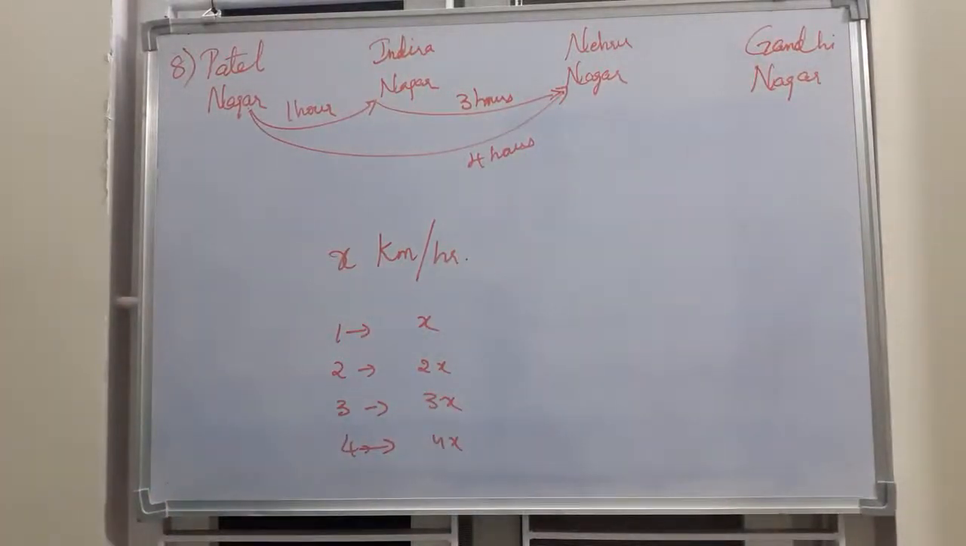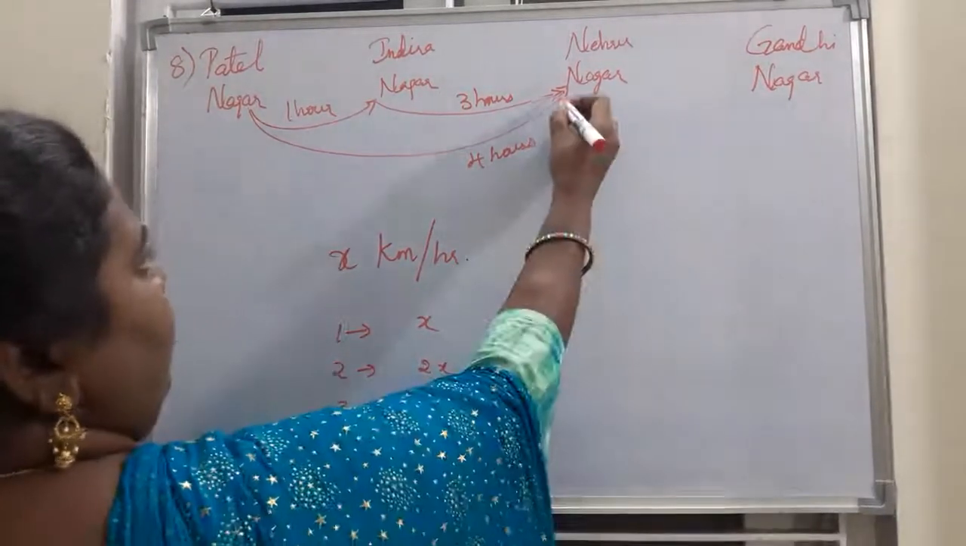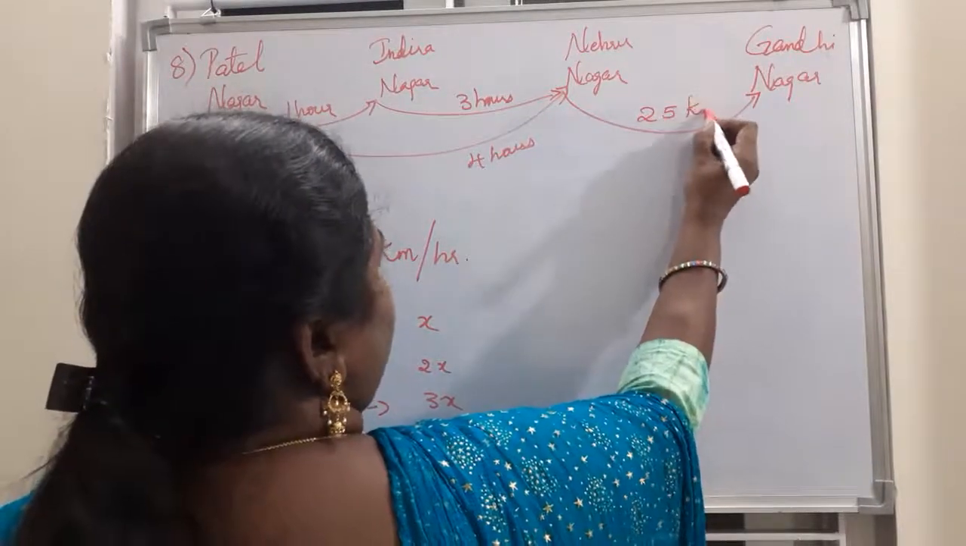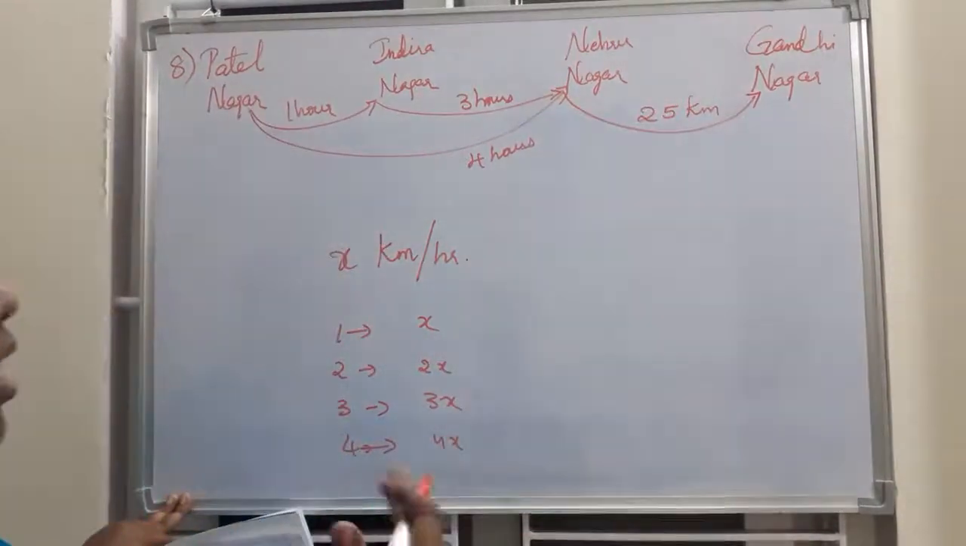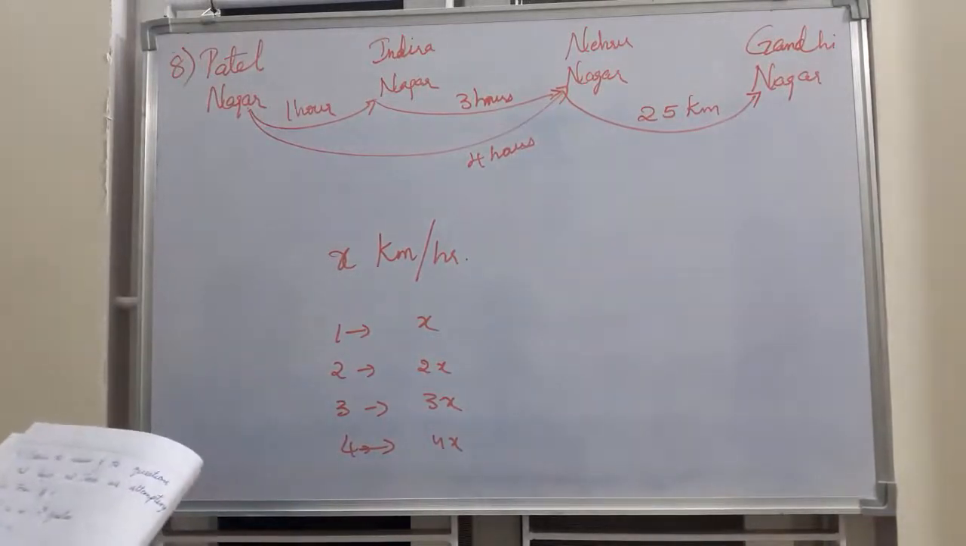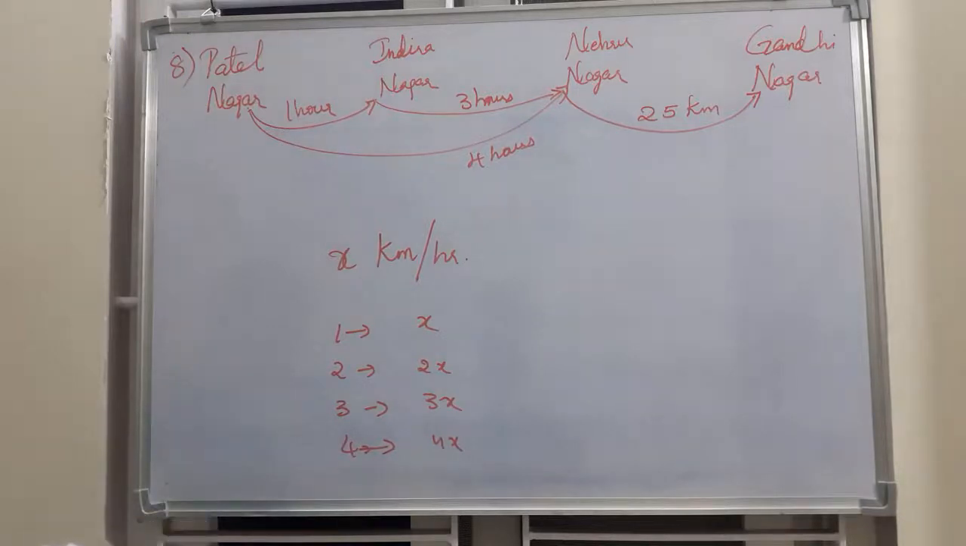Okay. Next. The distance between Nehru Nagar and Gandhi Nagar is 25 kilometers. So Nehru Nagar to Gandhi Nagar here is 25 kilometers. He didn't tell about hours or anything. He just told the number, 25 kilometers. Now comes the question. Find the distances in terms of x. So, you have to find out the distances. There are 4 bits.